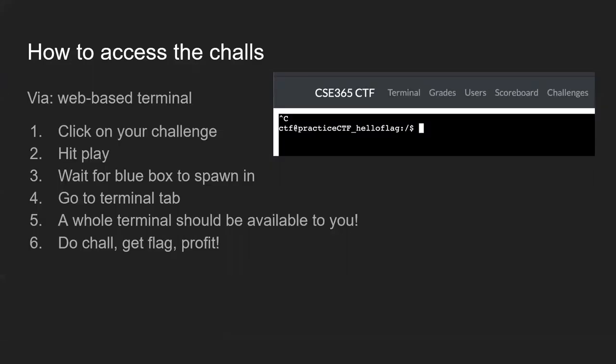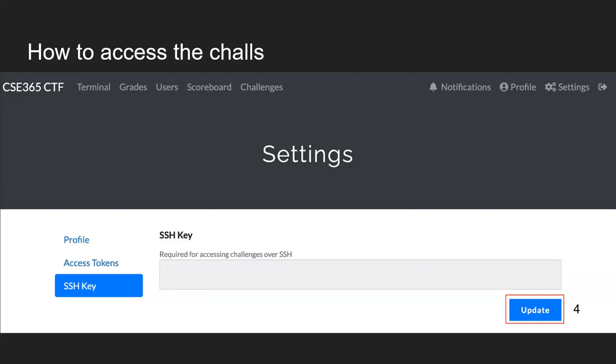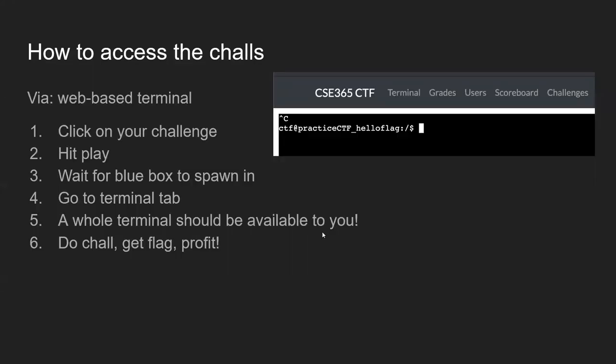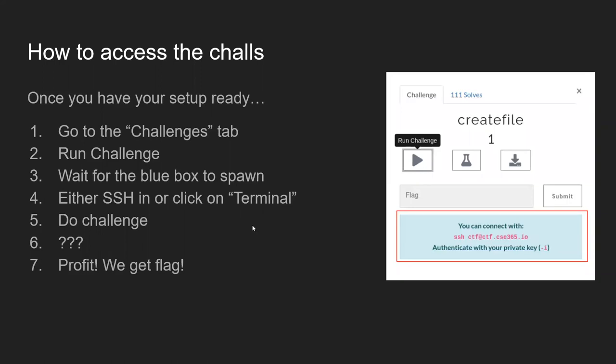Okay. So now I can go over the web-based terminal. Once you hit play or run the challenge, you can go through the terminal tab and it will spawn an entire Docker container with the challenge itself for you. So click on your challenge, hit play, wait for it to be generated, go to your terminal tab, and everything should be available for you.